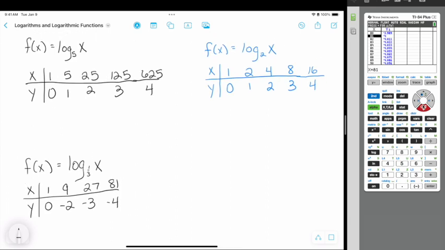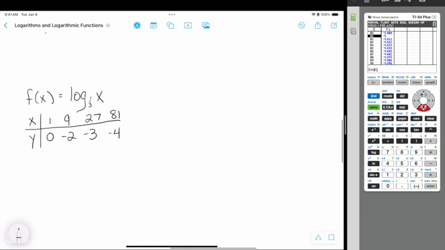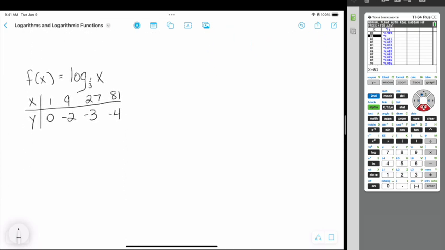Now, of course, that's not always going to be the case, because just like our exponential and radical and quadratic functions, these can be transformed. So let's take a look at one of these. F of x equals 3 log base 10 of x plus 1.